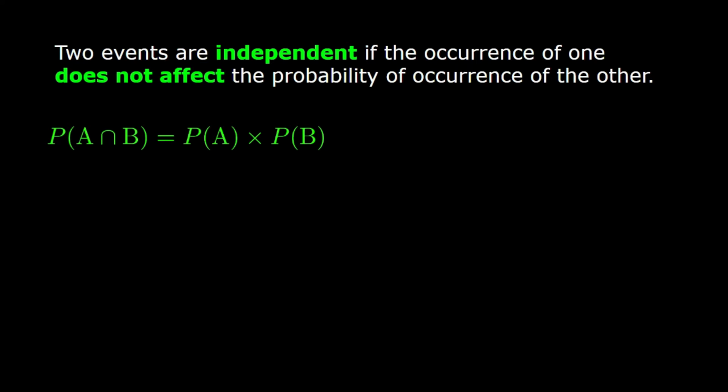So the probability of A and B is simply the probability of A, just considered by itself, multiplied by the probability of B, considered in isolation by itself. And that implies that the probability of B is the same in isolation as it is following the event A. So the probability of B is the same as the probability of B given A.